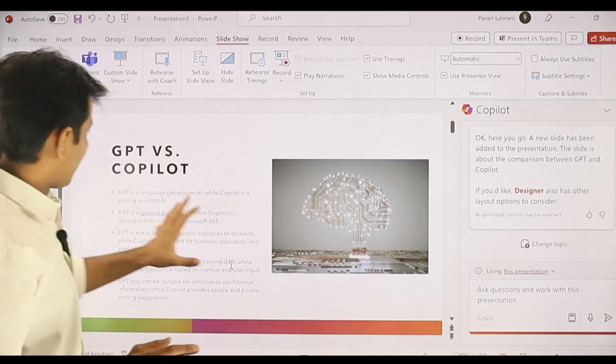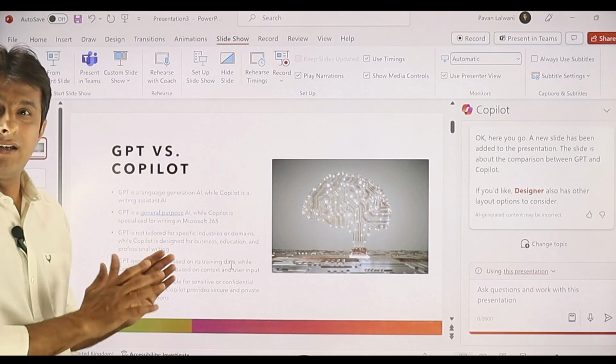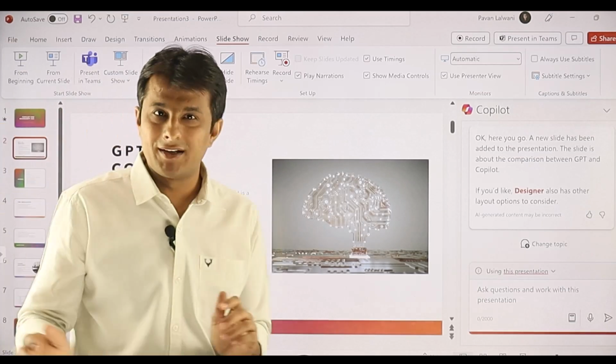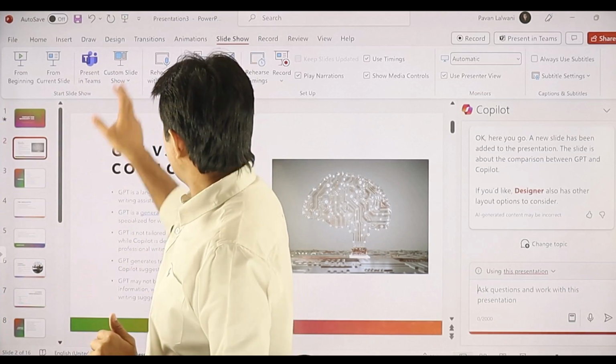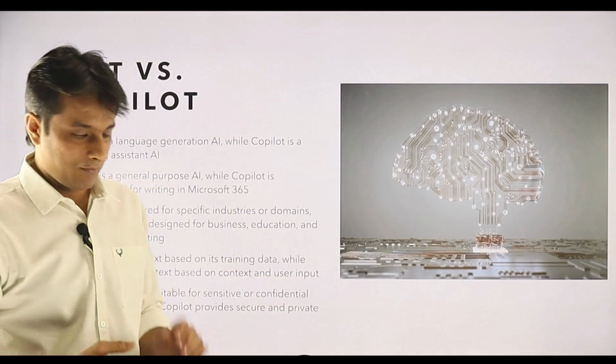It makes mistakes because it is still learning how to get the output. So you see, now it has given me GPT versus Copilot. I don't know what the data is, but definitely it is 70, 80, 90% correct. Not 100% I can say, but the data is generated on the right hand side here. Okay, so I can go to slideshow from current slide. So that's GPT versus this one.